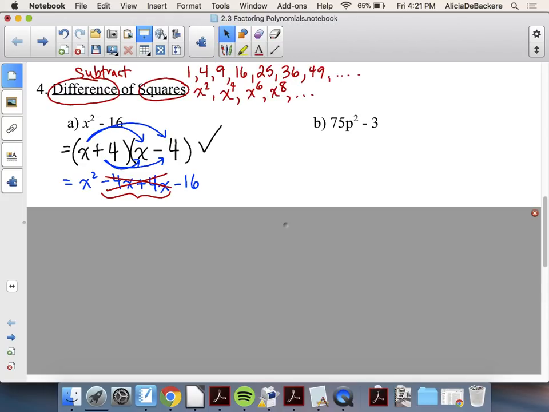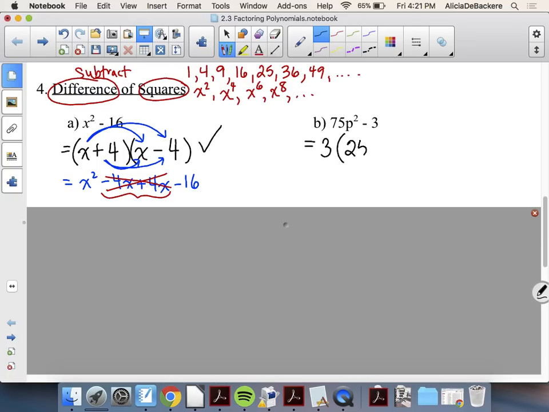All right, moving on to part B. When you look at this, I hope right away you notice that this is not a difference of squares. It is a difference, it's subtraction. But 75 is not a perfect square, and 3 is not a perfect square. Again, don't forget I can always check first for a common factor. So here I see that I have a common factor of 3. 75 divided by 3 is 25, and the p squared is still there. And then negative 3 divided by 3 is negative 1.